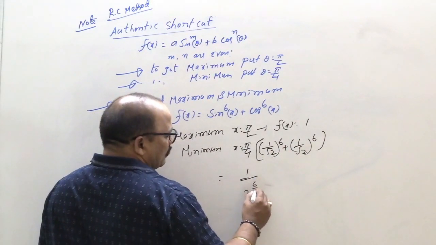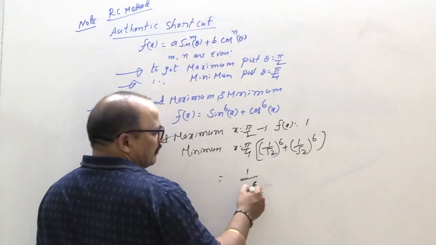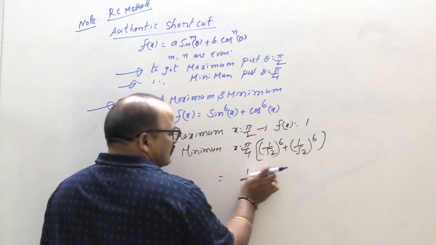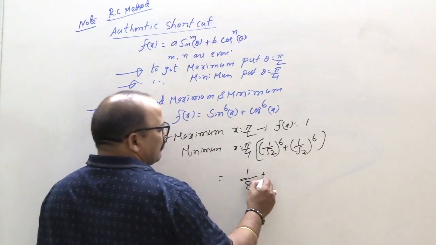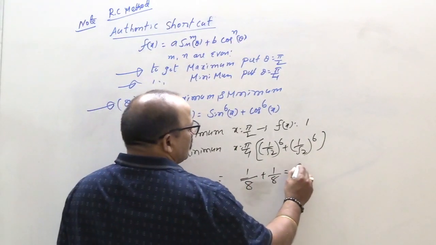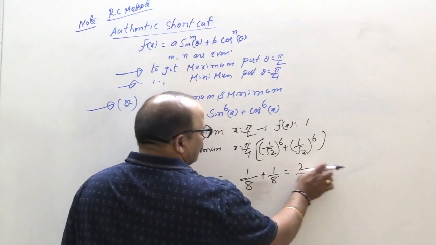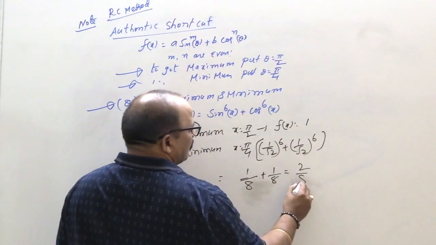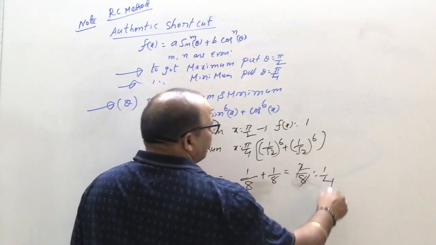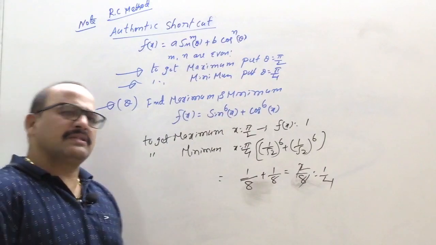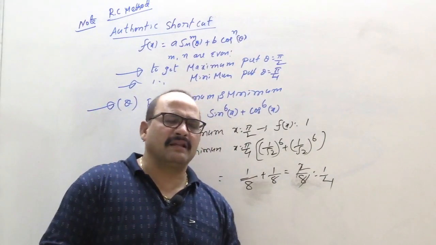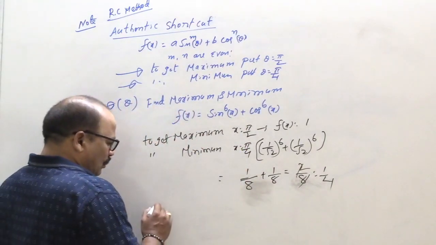6 by 2, root is nothing but 1 by 2, students, cube. So 2 cube. The answer will come here: 1 by 8 plus 1 by 8, 2 by 8. The answer is 1 by 4. Now check any book, any material, this method is not there.